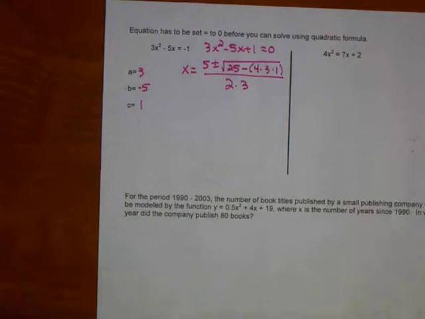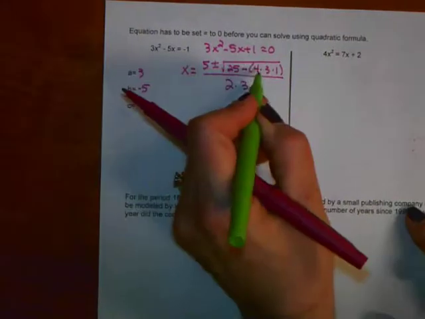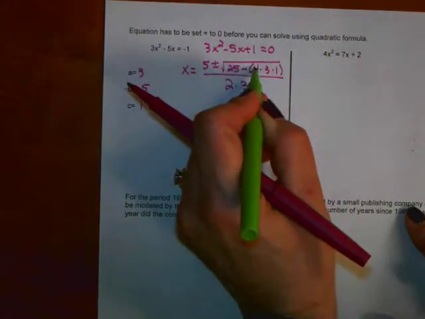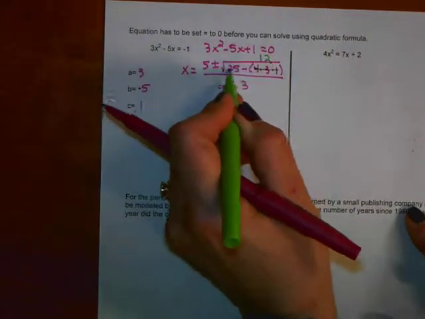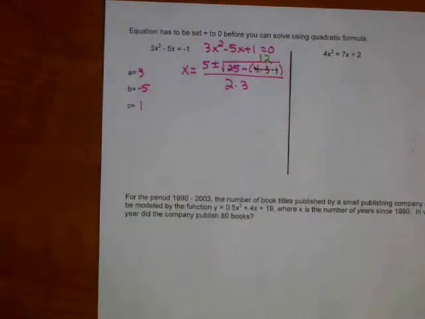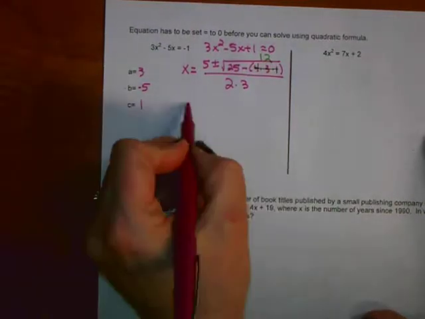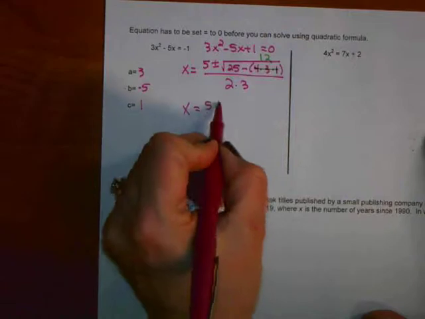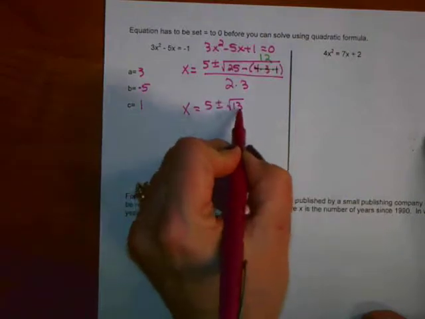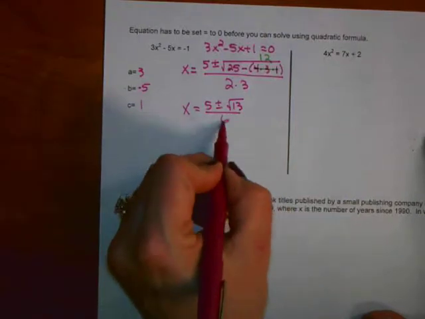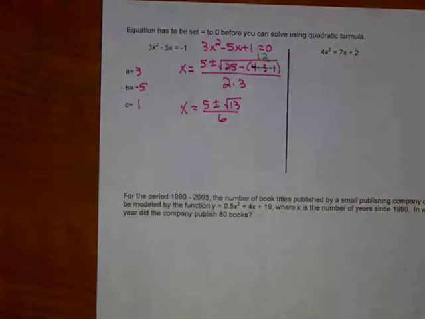Okay. Let's do what's inside the parentheses first. What's 4 times 3 times 1? 12. 25 minus 12 is what? It's 13. 5 plus or minus the square root of 13. I did not take the square root yet. That's still part of my problem. All I did was what was under it.